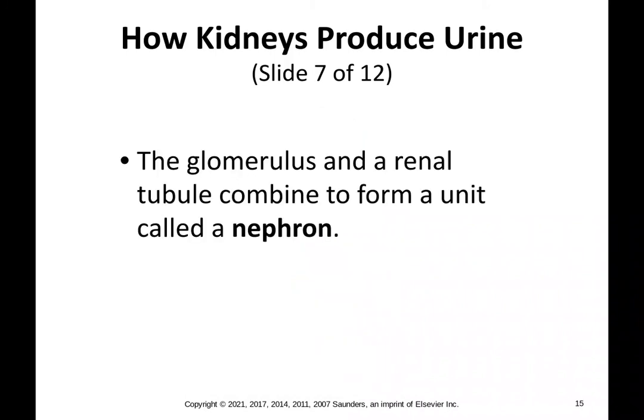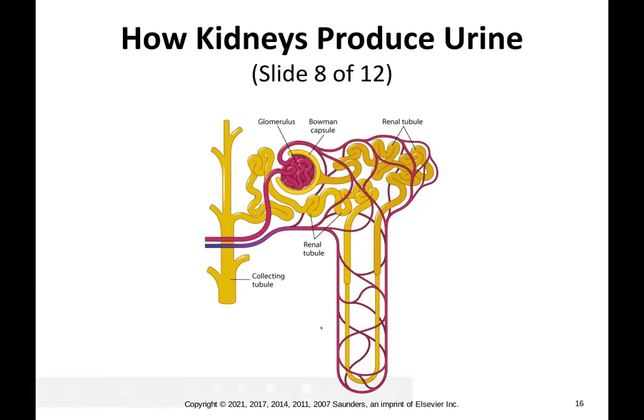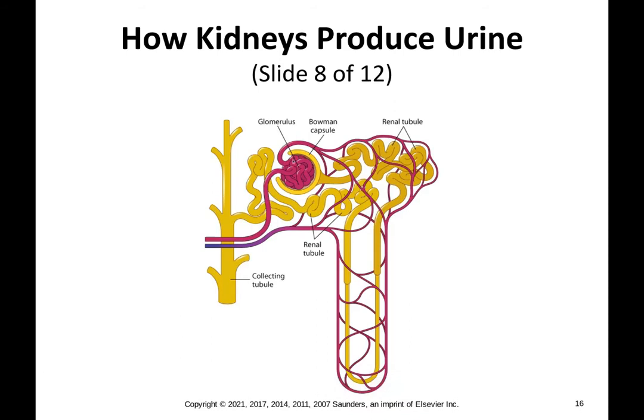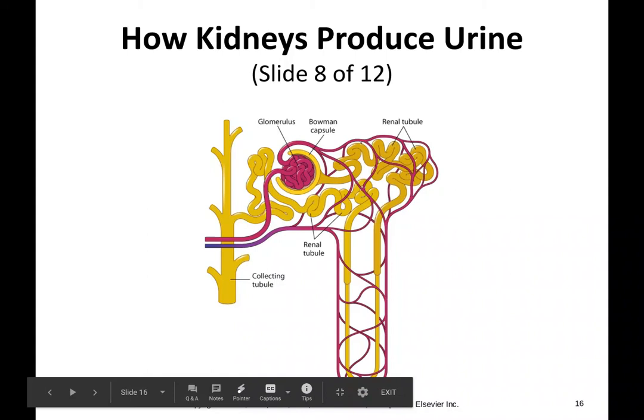So combined, the glomerulus and the renal tubule form a unit called a nephron. So here's the glomerulus inside the Bowman capsule, the renal tubules all around here, and so that is one nephron.